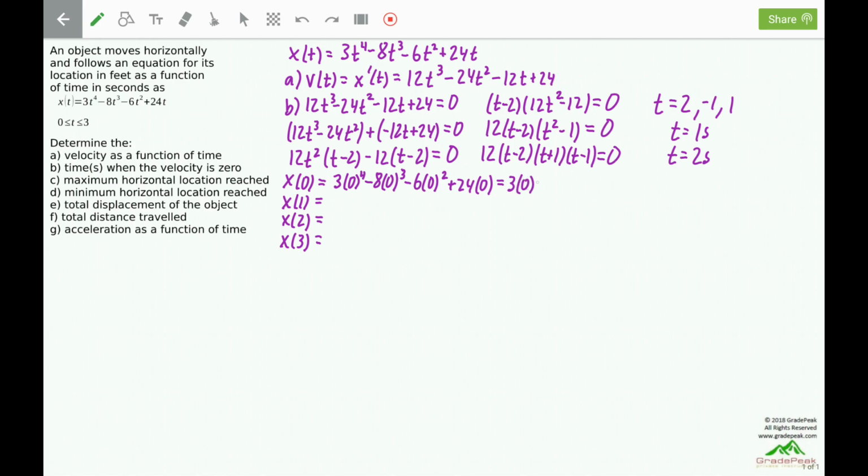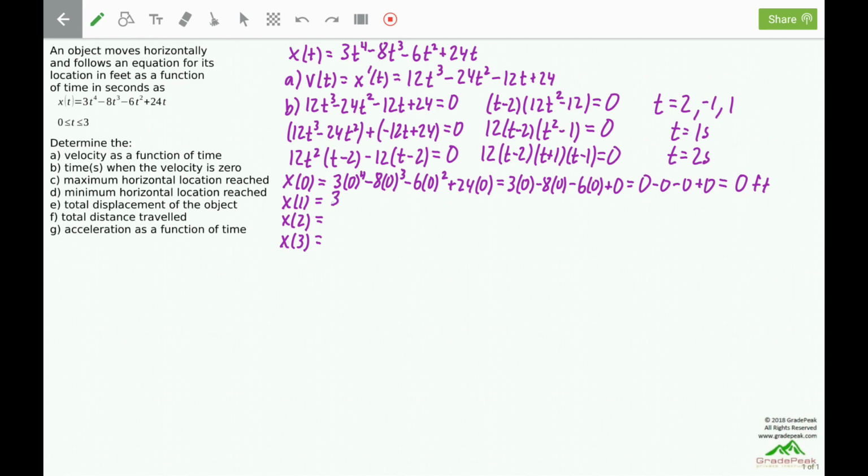0 to the fourth is 0. 0 cubed is 0. 0 squared is 0. And 24 times 0 is 0. 3 times 0 is 0. Negative 8 times 0 is 0. Negative 6 times 0 is 0. Plus 0. These add up to be 0. We're in units here of feet. There's the initial location. It's at 0 feet.